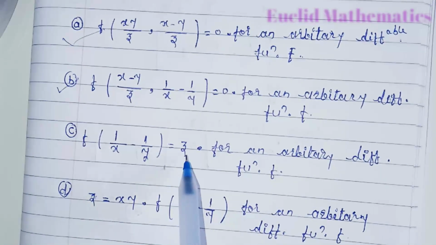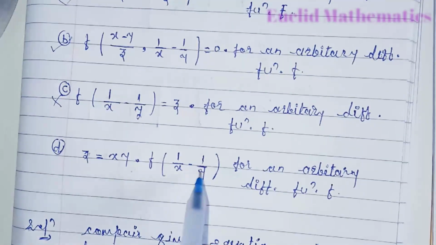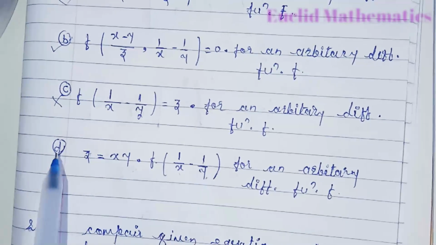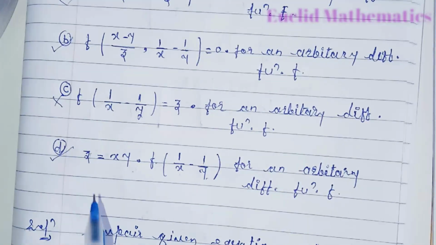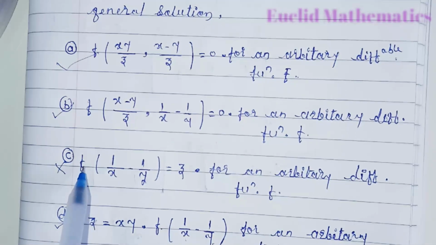But in the third one, z is not there alone, z upon xy is there. So option C is wrong. And option D says z upon xy equal to f of 1 upon x minus 1 upon y. That option D is correct. So we got the correct options A, B and D, and the wrong answer is C here.